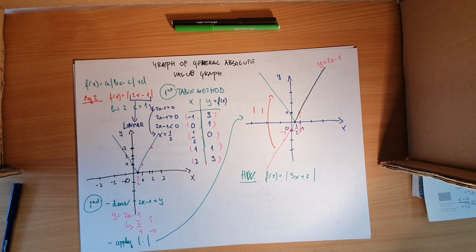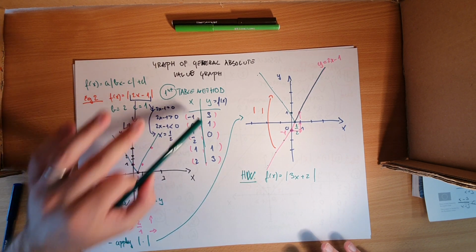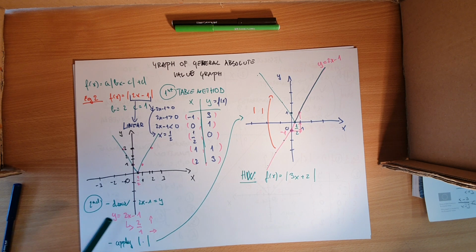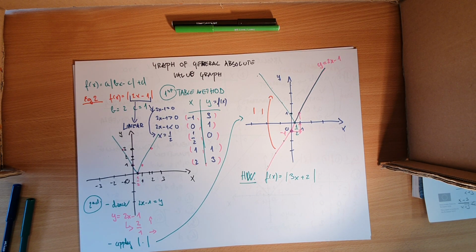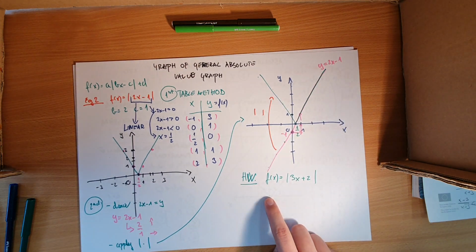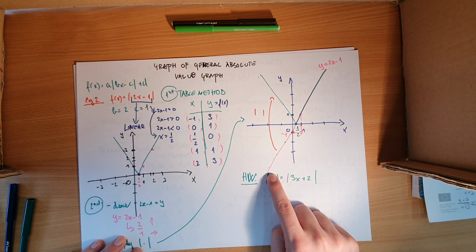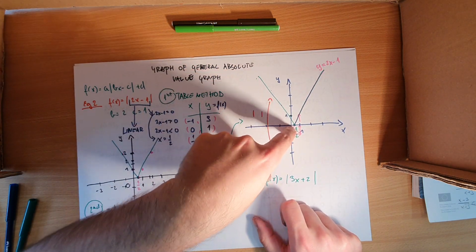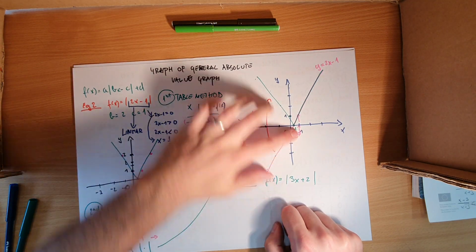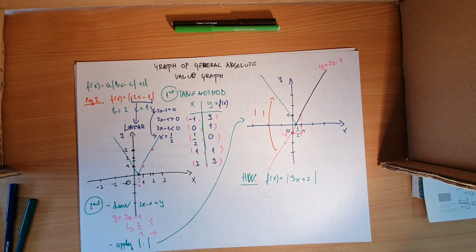Okay, let's continue on. I would like to show you one more example using the table method and the drawing with a line. This second one can be called the line method, because after the first step you have the line, and then applying the second step, the absolute value, transforms everything that is beneath the x-axis into the positive.